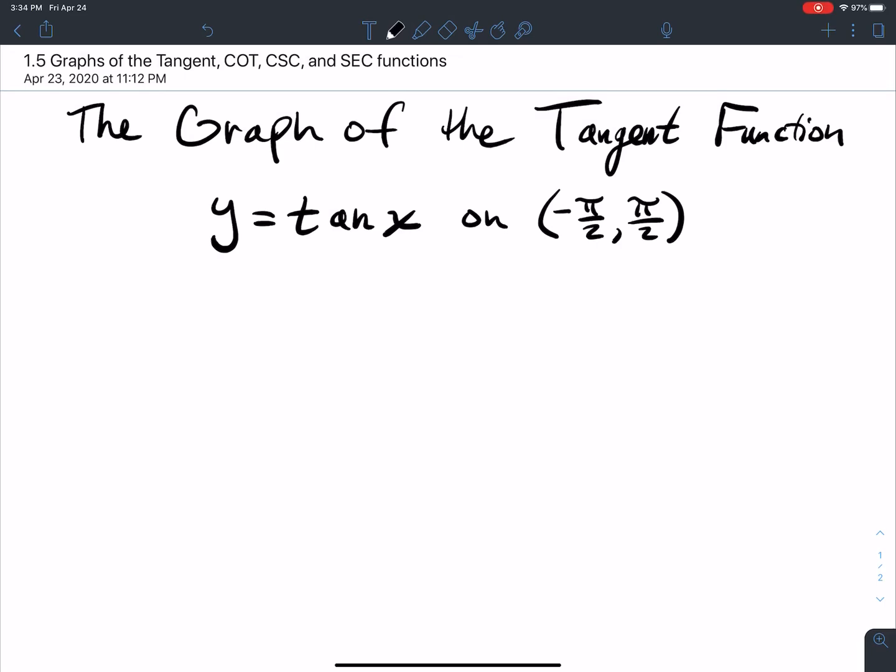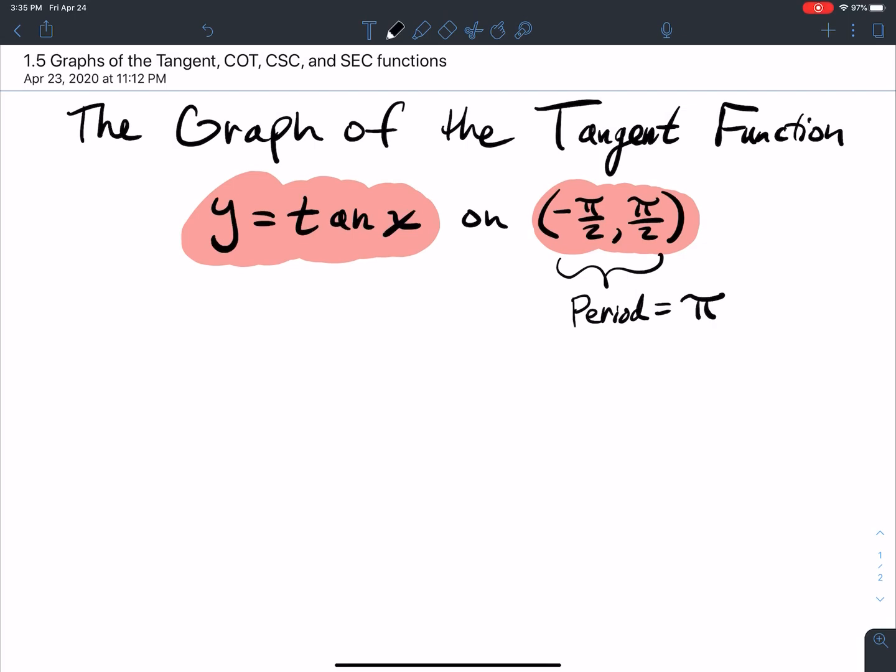Okay, so in this video, we're going to talk about the graph of the tangent function. So y equals the tangent of x. Now, we're going to define this. We're going to graph it on the interval from negative pi over 2 to pi over 2. This interval, the period for the tangent function, is equal to pi, if you'll recall from an earlier video.